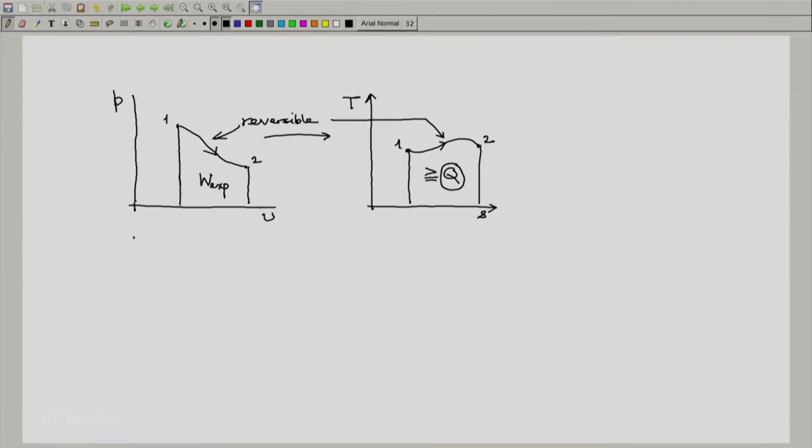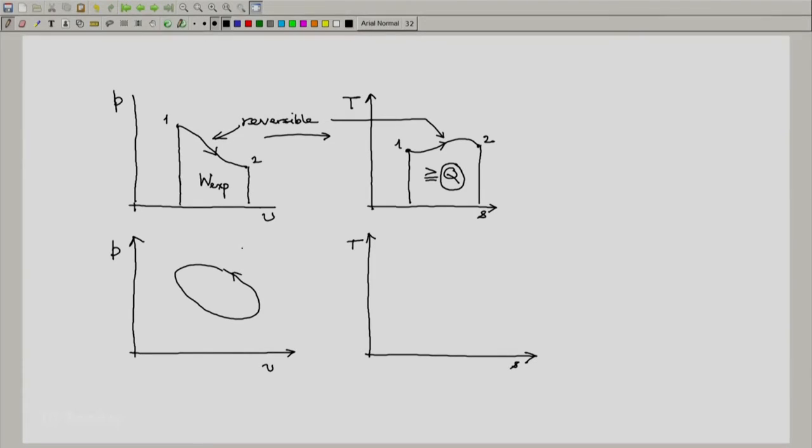Okay. Now, let me consider a situation where we have our system, which is a simple compressible system. I again have the two projections of the state space, PV and TS, and let us say that now our system executes a reversible cycle. Let this be the depiction of the cycle in the PV plane, and let this be the corresponding depiction of the cycle in the TS plane, the same reversible cycle.